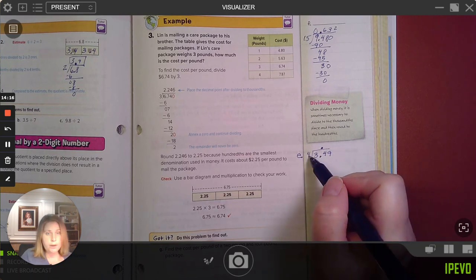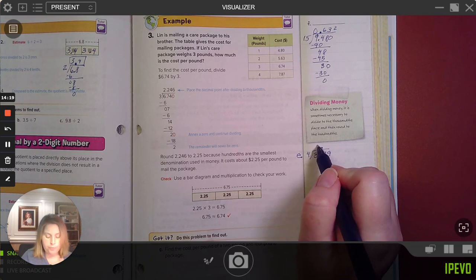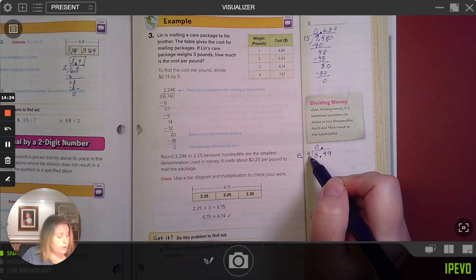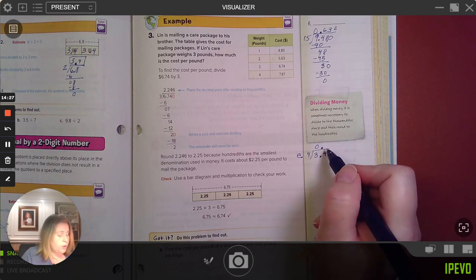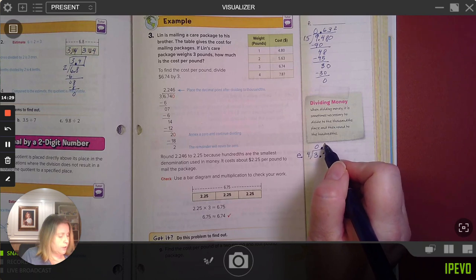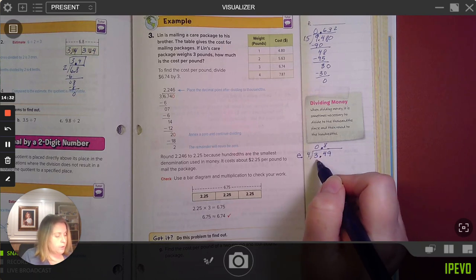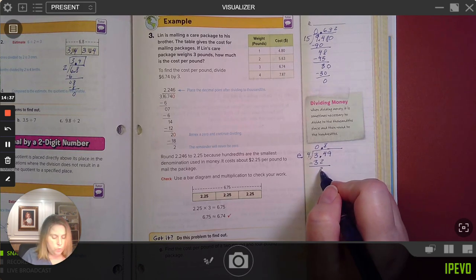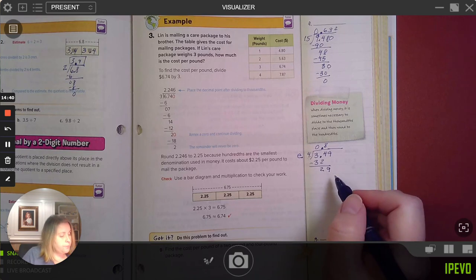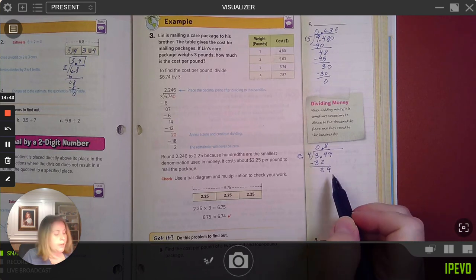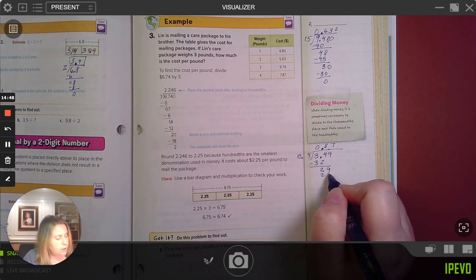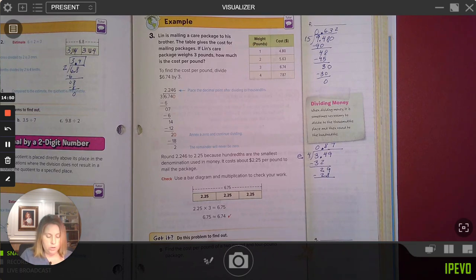And then does 4 go into 3? No, it does not. So we put a 0. Does 4 go into 34? Yes, it does. I know 8 times 4 is 32, so that's a very good estimate. 8 times 4 is 32. Then we subtract. 34 minus 32 is 2. And then we bring down the 9. 4 goes into 29 7 times. 7 times 4 is 28. Then we subtract again. 29 minus 28 is 1.